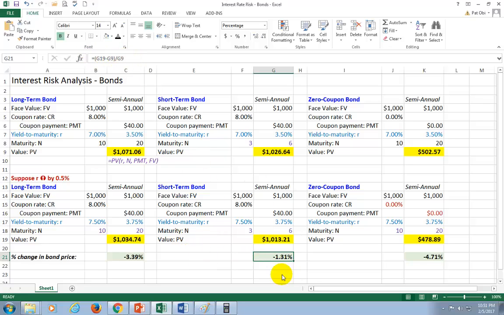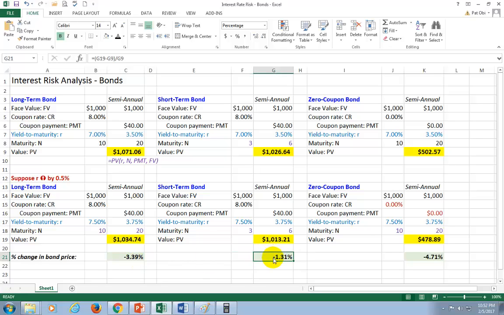So as you can see, for the same basis points change in interest rates, although both long-term and short-term bonds experience a drop in their values, observe that the percentage drop in the value of the long-term bond is much more than that of the short-term bond.